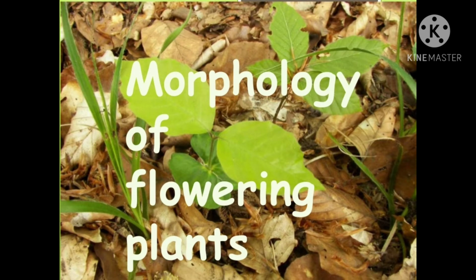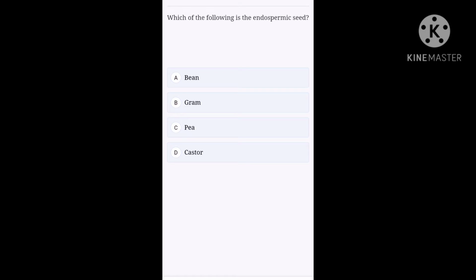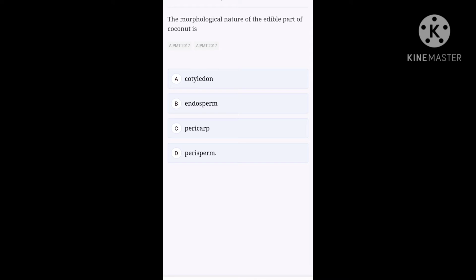Okay, let's get started. Which of the following is the endospermic seed? Option A bean, option B gram, option C pea, option D castor. Endospermic seeds are those that have endosperm in the mature seeds. It is fleshy, oily, surrounds the embryo and functions as the sole food storage organ. Generally, monocot plants have endospermic seeds, so the right option is D, castor.